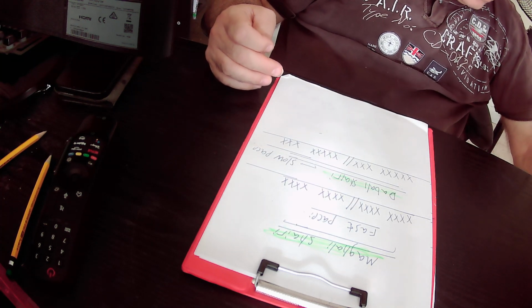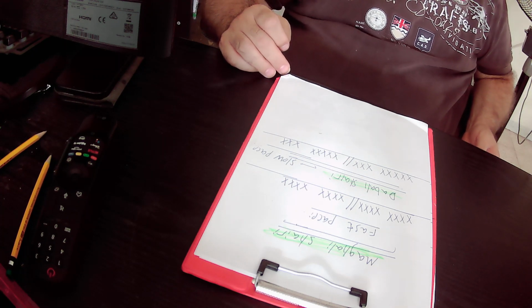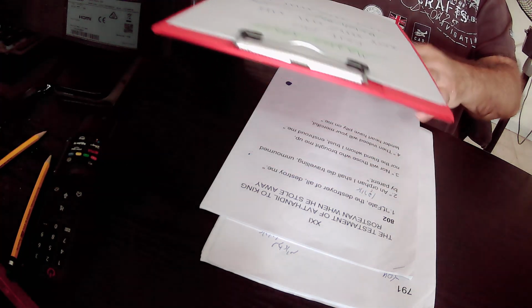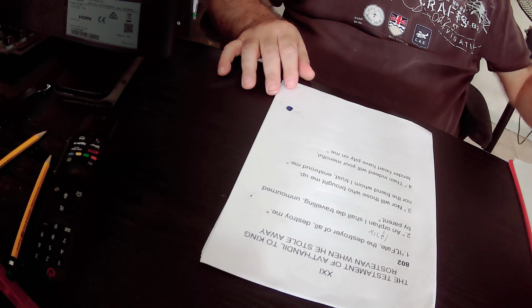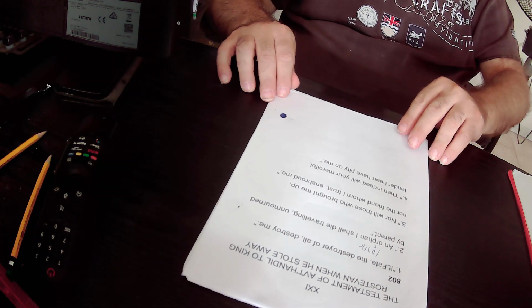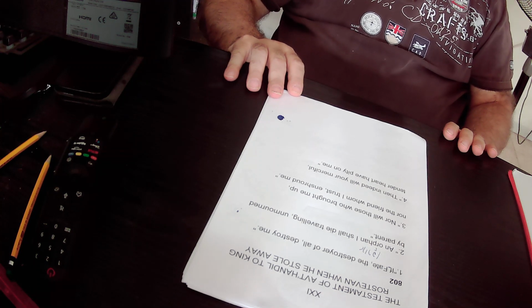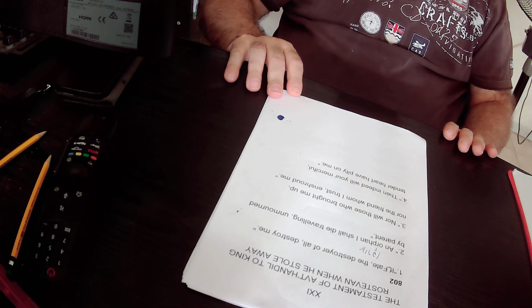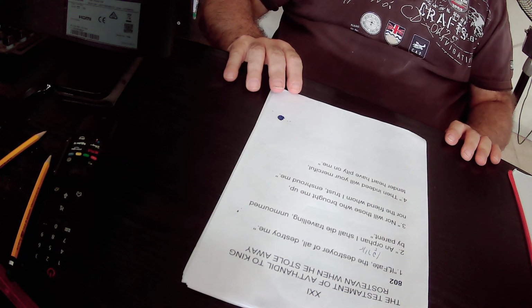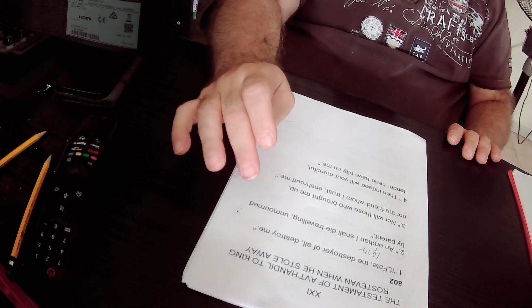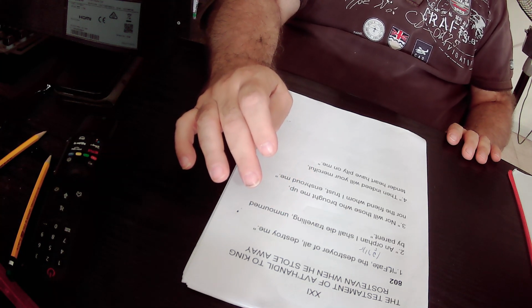So in order to clarify those new concepts, I will present to you a couple of examples. We'll start with stanza 802. Stanza 802 is in chapter 11, and chapter 11 is about the testament of Avtandil to King Rostevan when he stole away. Avtandil is the commander of the Arab armies, and Rostevan is the king of Arabia.